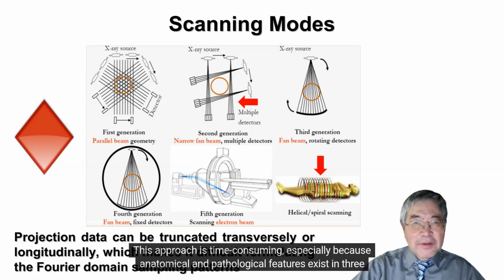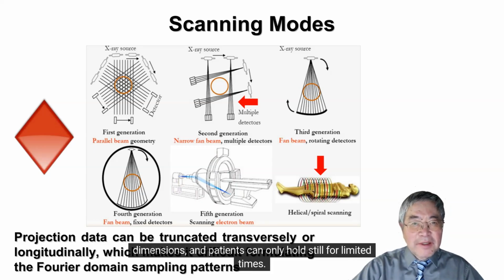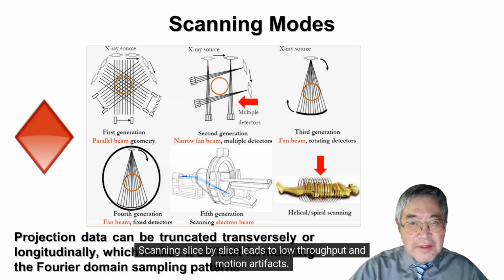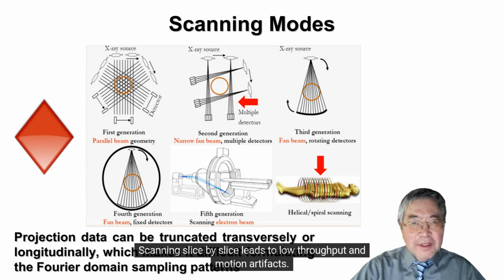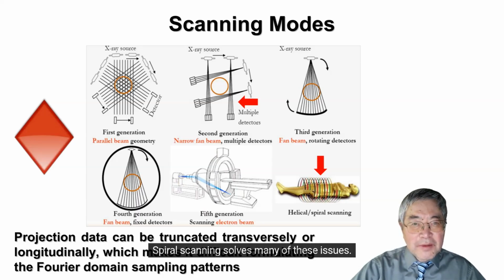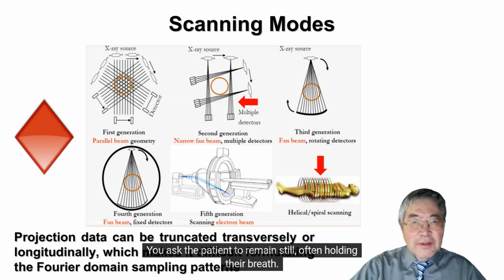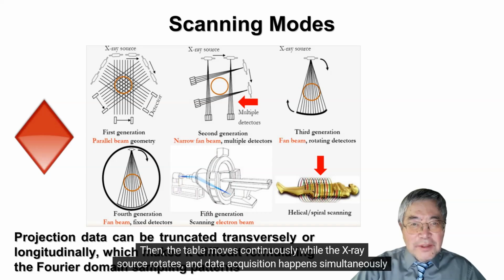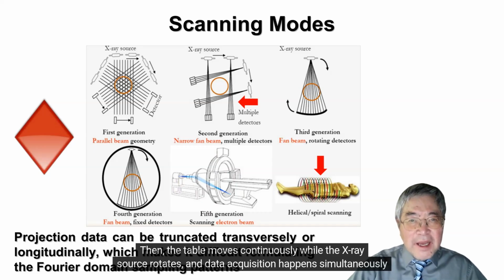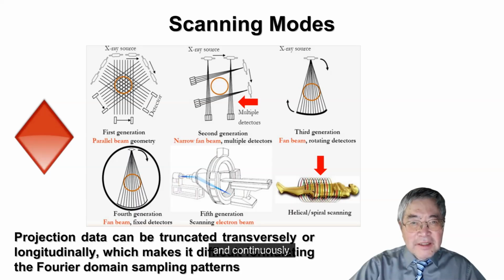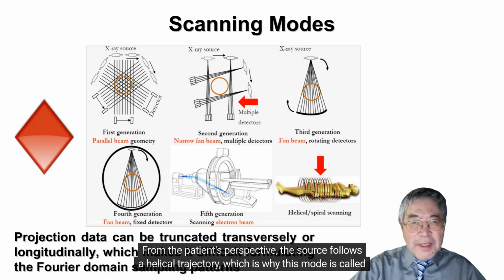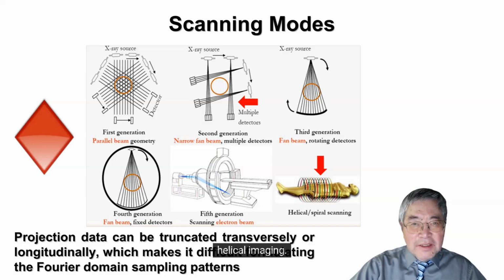This approach is time-consuming, especially because anatomical and pathological features exist in 3 dimensions, and patients can only hold still for limited times. Scanning slice by slice leads to low throughput and motion artifacts. Spiral scanning solves many of these issues. You ask the patient to remain still, often holding their breath. Then the table moves continuously while the X-ray source rotates, and data acquisition happens simultaneously and continuously. From the patient's perspective, the source follows a helical trajectory, which is why this mode is called helical imaging.